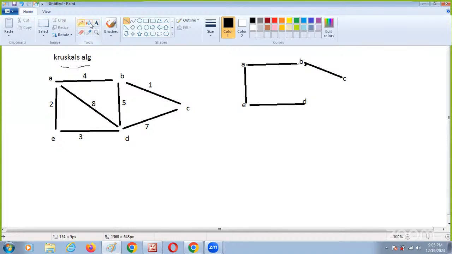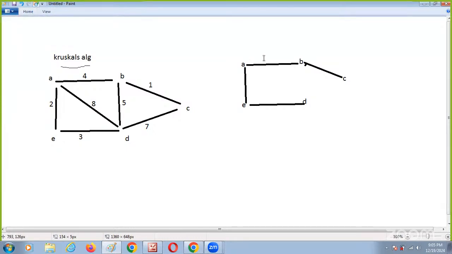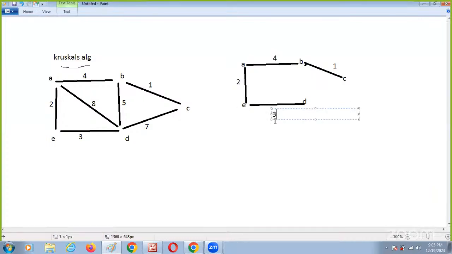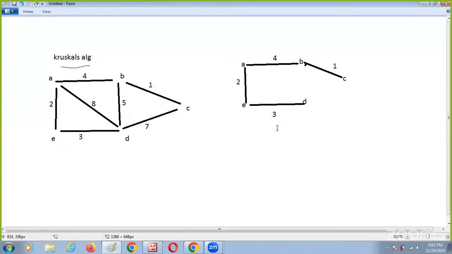Now what are the weights? Here it is 1, here it is 4, here it is 2 and here it is 3. So the total cost is 10. Very good. 1 plus 4 is 5, 5 plus 2 is 7, 7 plus 3 is 10.